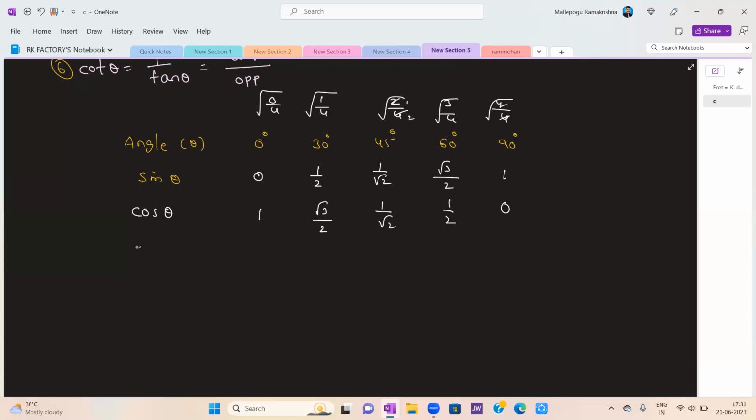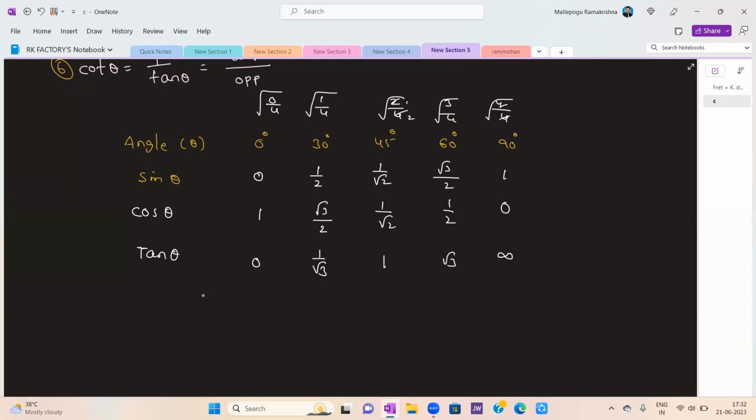And what about tan theta? We know the function: sin theta by cos theta, and if you do that you get the value. So tan values: 0 by 1 is 0, then 1 by 2 over root 3 by 2, the 2 gets cancelled, so 1 by root 3. Here you get 1, and next root 3. Then 1 by 0 is infinity or not defined.